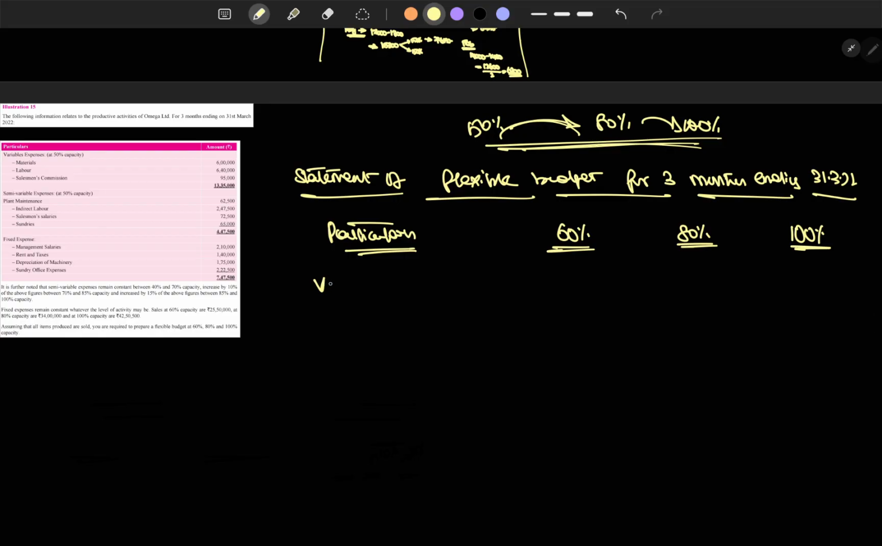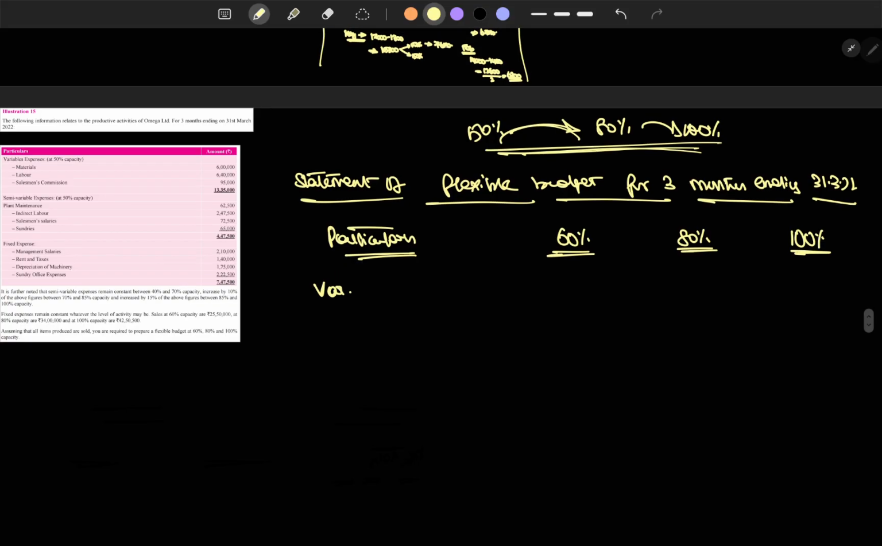Okay, variable expenses, which is materials. Materials for 50 percentage unit level given, labor for 50 percentage unit level given, and then salesman commission.